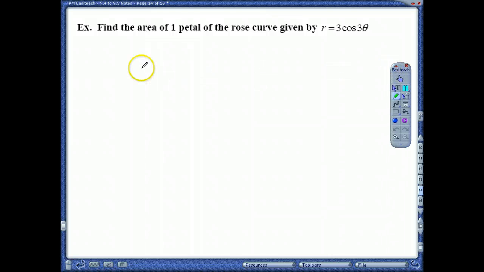Now, they talk about the area of one petal of the rose curve given by. So you're going to want to change your calculator into polar. Just like we did our parametric, you're going to go to mode, and you're going to take it down to where you have function, parametric, polar. You're going to change it to polar. Now, when you hit the y equals, you've got r equals. When you hit the variable button, you get your theta.